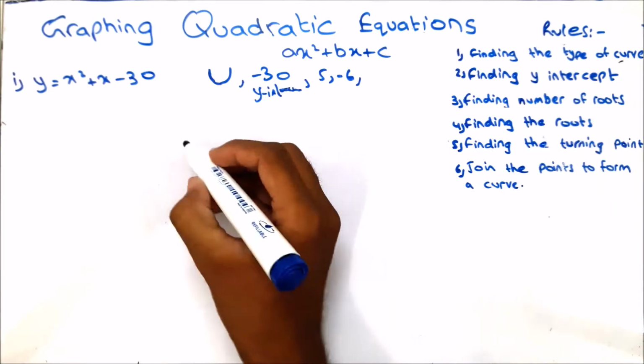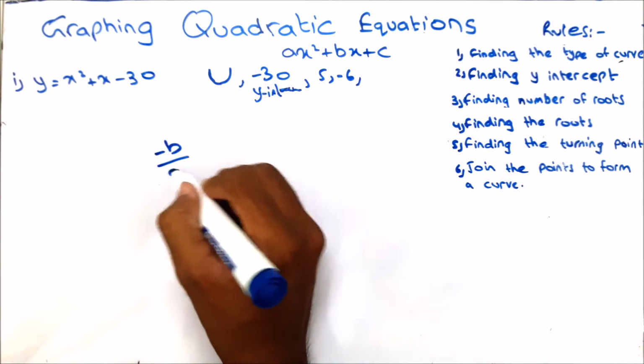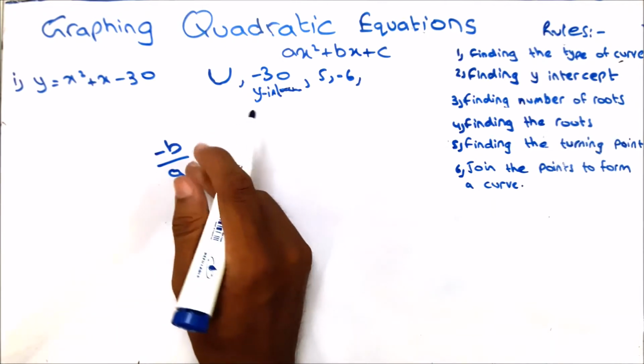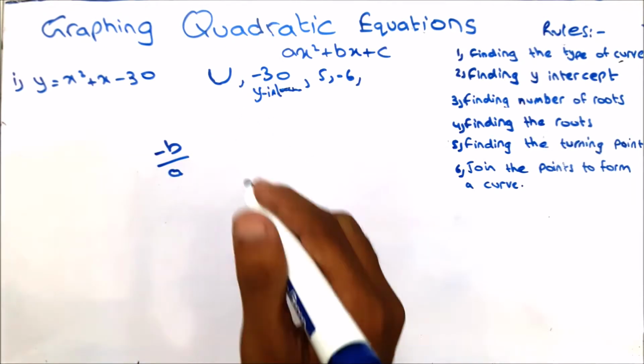Okay, so let's do that with this equation. What's our sum of roots? Our sum of roots is minus b upon a. Minus b upon a is the formula to find the sum of roots. I have a video on this too. You can find its link in the description below.